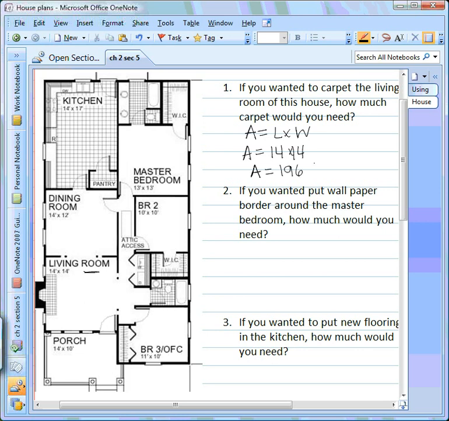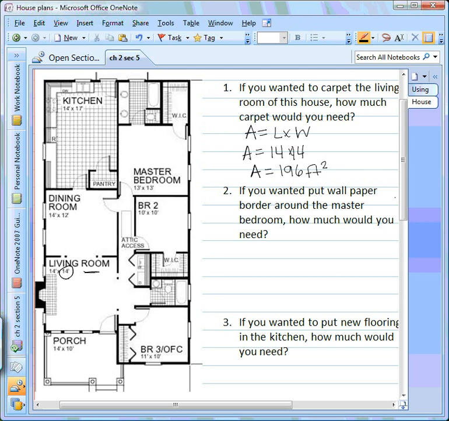When we go to label our answer, we use what they give us. All of our measurements are in feet on this floor plan, so it's feet, and we found area, and we know area is in square units, so it's feet squared.